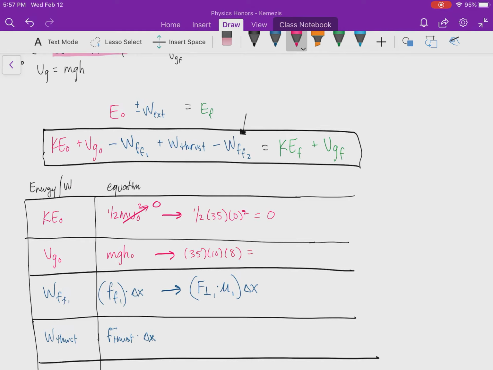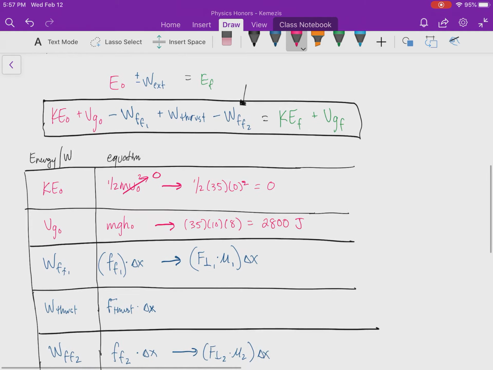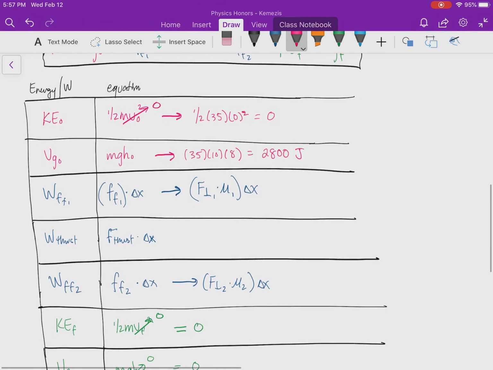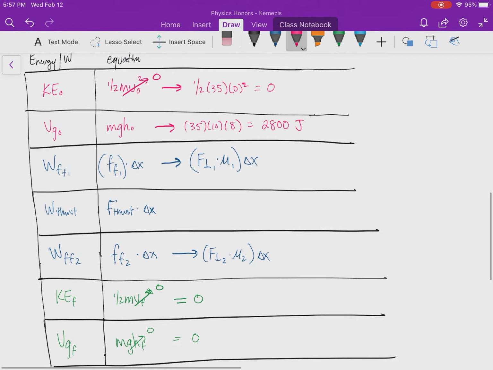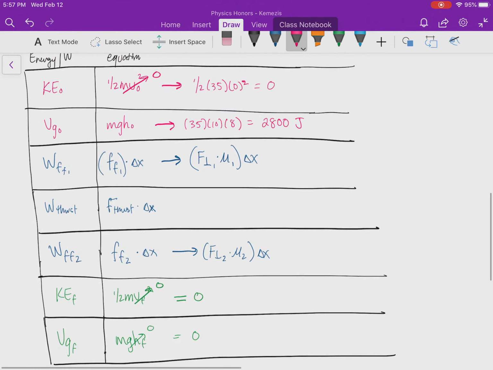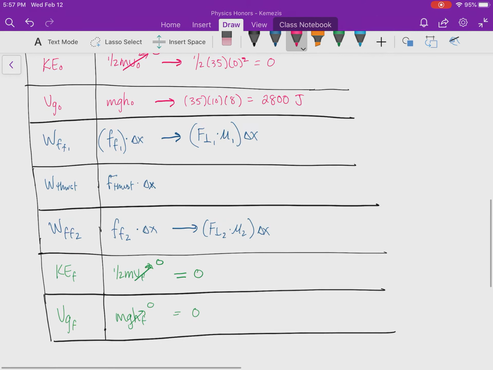If I could get a calculator, I get 2,800 joules. Okay, so now we actually just have to deal with the external forces and their work, because we have 0 kinetic energy because we start with 0 velocity. We have 0 kinetic energy to end because we have 0 velocity.